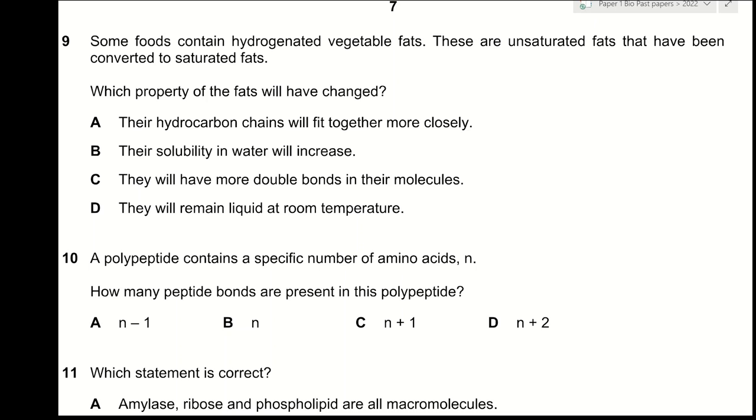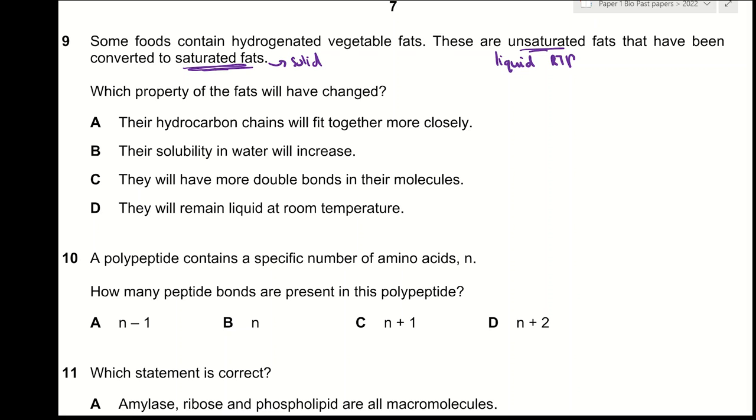Question number 9. Some foods contain hydrogenated vegetable fats. These are unsaturated fats that have been converted to saturated. Which property of fats has changed? Now, as you all know, unsaturated fats are liquid at room temperature, such as oils, for example. And saturated fats are solid at room temperature, such as butter.